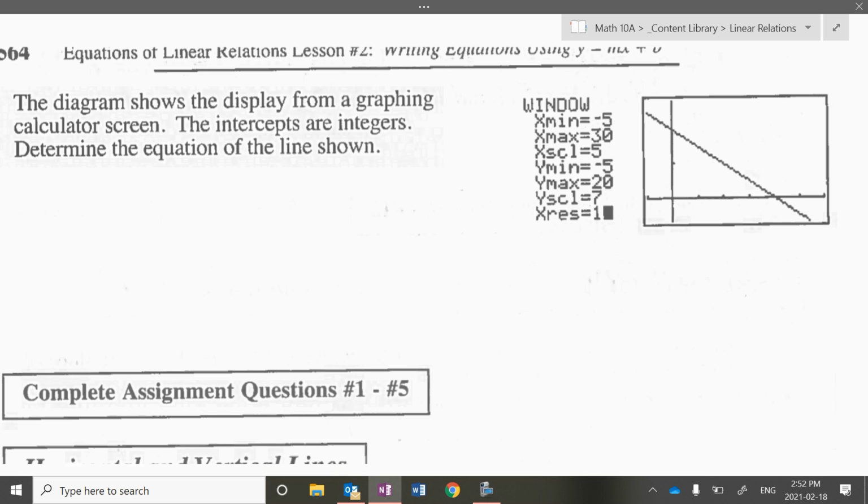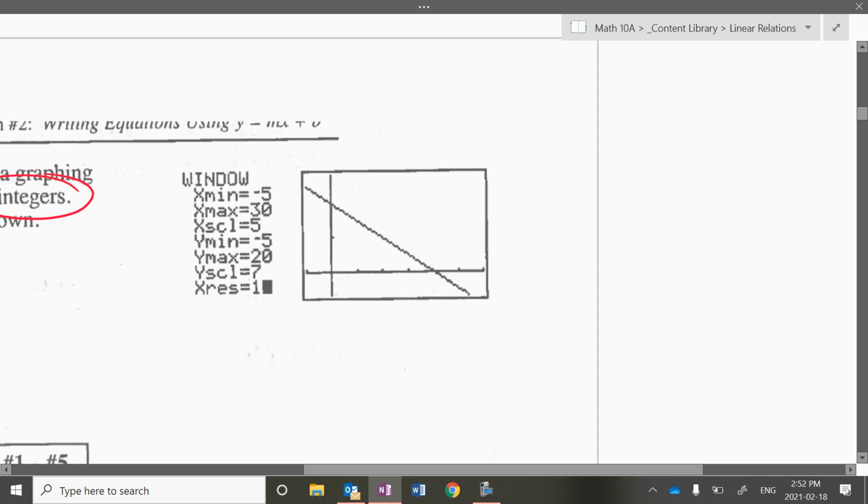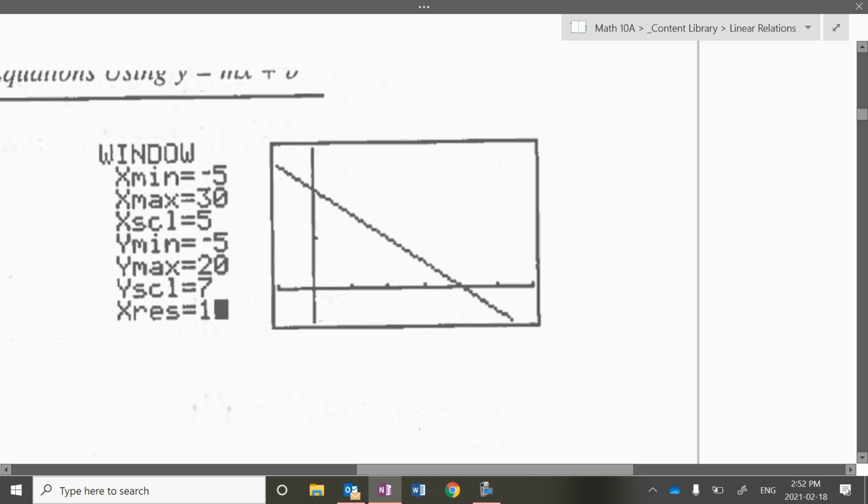So the diagram shows you the display of your graphing calculator. The intercepts are integers. That means they're perfect, nice, whole numbers. Determine the equation of the line shown. So you have to be able to interpret what's happening here. So key pieces of information.